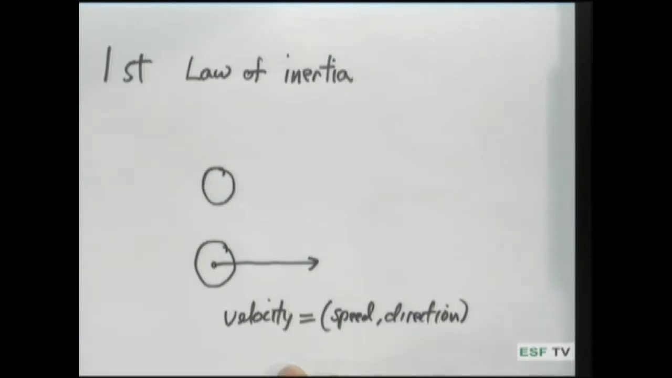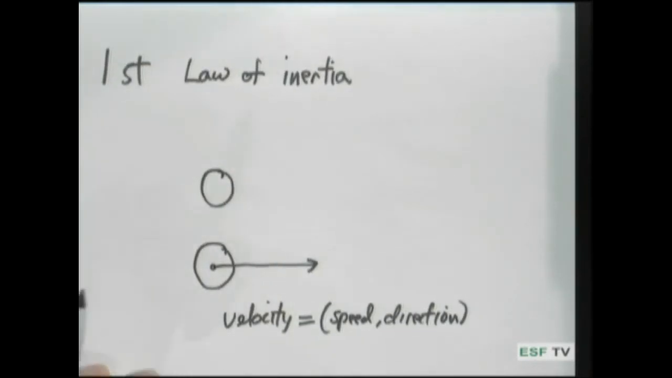Now, if you have a body traveling at constant velocity, it will tend to continue traveling at constant velocity, and a body at rest will continue at rest. And this tendency of bodies to either continue moving at constant velocity or to continue at rest if they are at rest indicates a property of matter that's known as inertia.